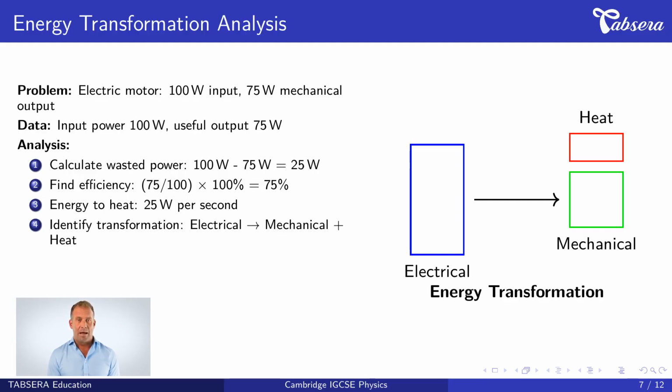First, calculate wasted power. Input minus output equals 100 watts minus 75 watts equals 25 watts wasted. Second, find efficiency. Efficiency equals useful output divided by total input times 100%. This gives 75 divided by 100 times 100% equals 75% efficient. Third, identify energy to heat. 25 watts converts to heat energy every second. Fourth, identify the transformation. Electrical energy transforms into mechanical energy plus heat energy. The diagram shows this energy flow. 100 watts electrical input splits into 75 watts mechanical output and 25 watts heat loss.